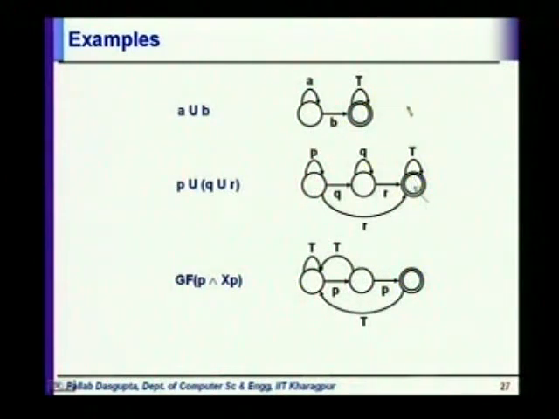Now these two do not actually demonstrate the need for visiting the accepting states infinitely often. These two are almost like the type of automata that we knew before. Now when you come to this one, let us see what this says. It says always in the future p and next p.